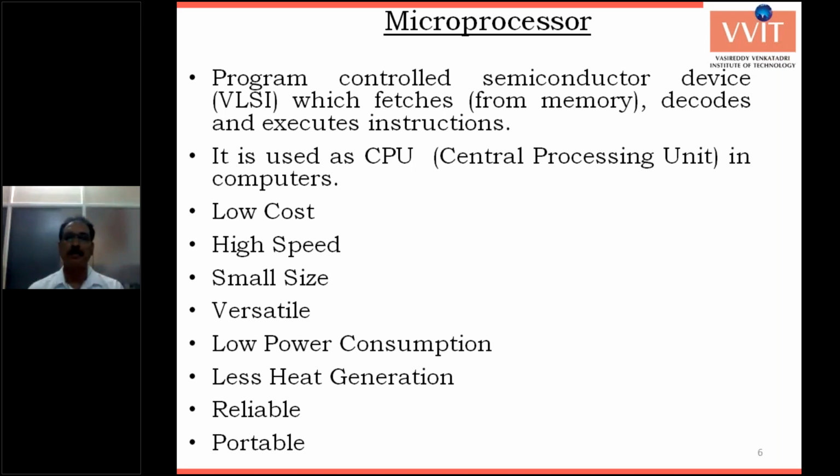The name indicates micro. It is a small processing device. The name is suggested for microprocessor. It is mainly used as a general purpose processor. It is the CPU, central processing unit. The main aims of the microprocessor are low cost, high speed, small size, and versatility. It is applicable to a number of applications.